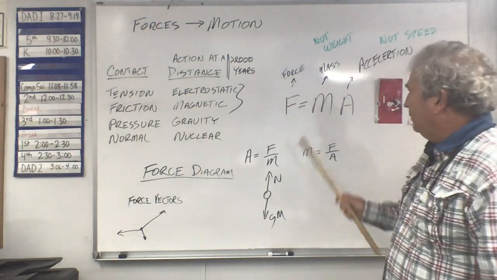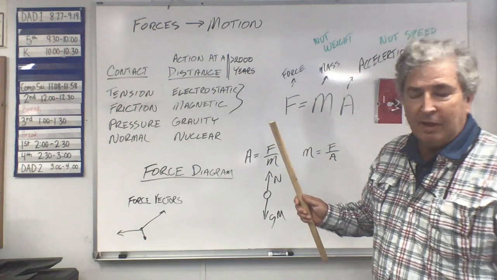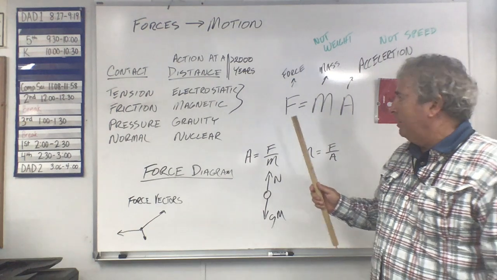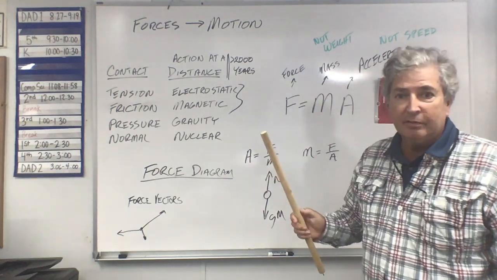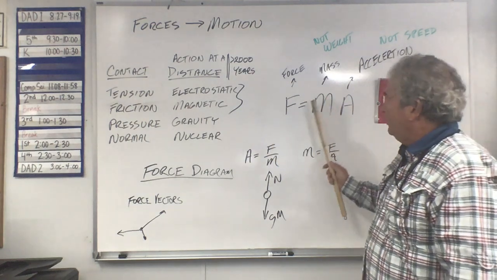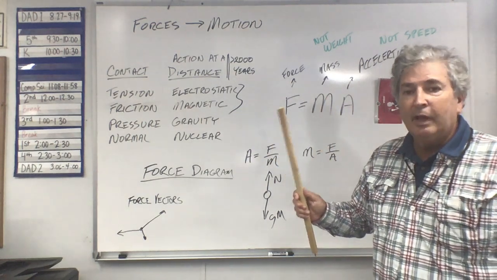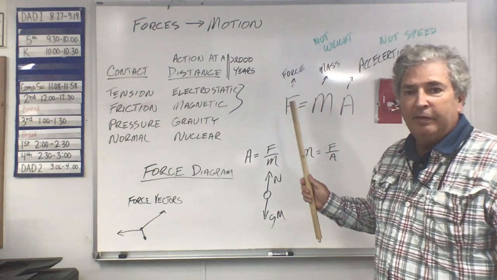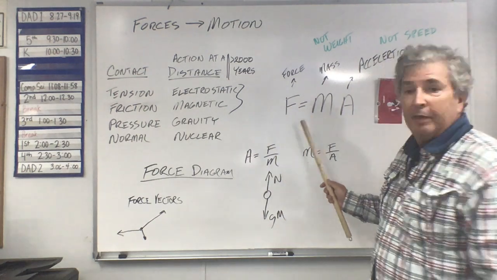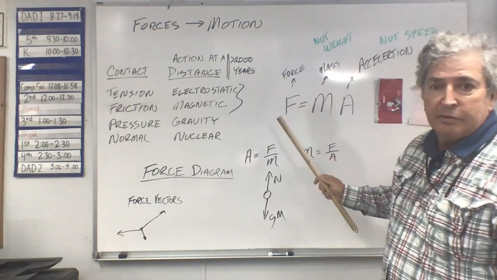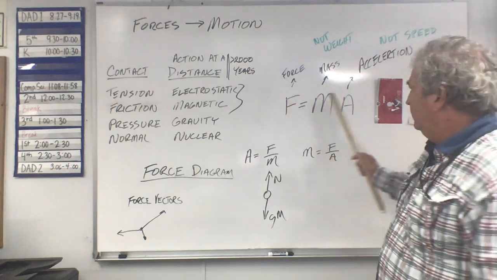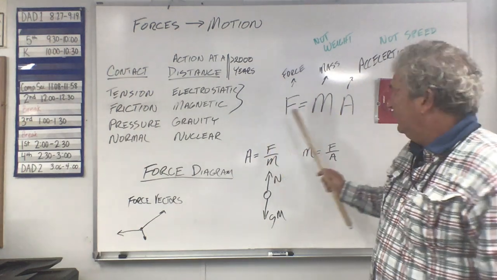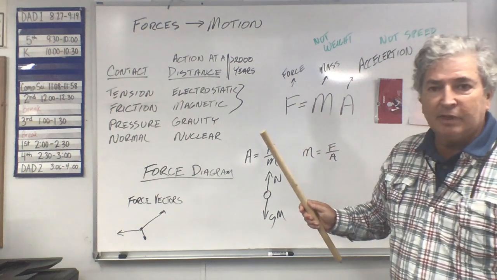Now, there were natural philosophers from many, many hundreds of years ago that considered these actions at a distance. Newton took many of these ideas and clarified them into this beautiful equation that is so helpful to us. Let me read it to you. F is the force, M is mass, and A is acceleration. So the force is equal to the mass times the acceleration.